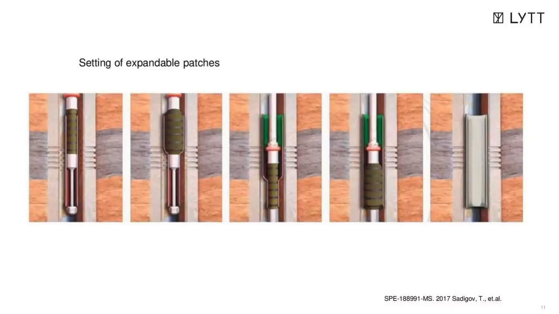And here's an example of when the expandable patches were placed in these intervals of interest. Basically, you run a self-expandable patch to isolate those zones that are producing sand, to block production from those and stop sand coming into the wellbore.